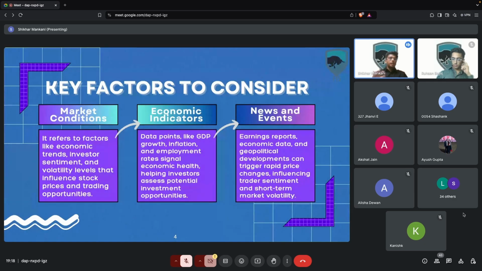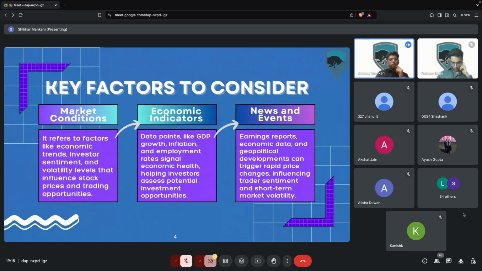Market conditions are basically factors like economic trend, investor sentiment, how the market is going, what the volumes are, are people buying, are people selling. So that is what market conditions are. And volatility levels that influence stock prices and trading opportunities.